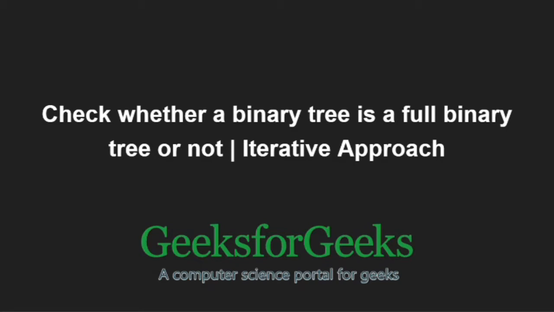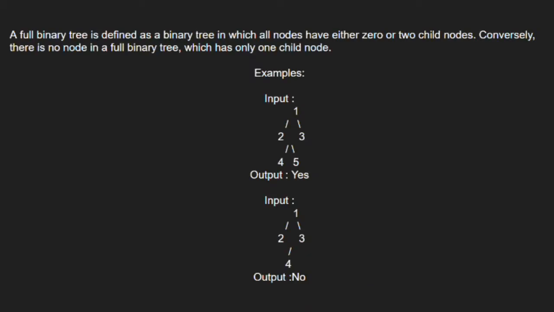In this video, we are going to understand the program which helps us in checking whether a binary tree is a full binary tree or not. First, let us see what exactly a full binary tree means. A full binary tree is defined as a binary tree in which all nodes have either 0 or 2 children. Conversely, there is no node in a full binary tree which has only one child.